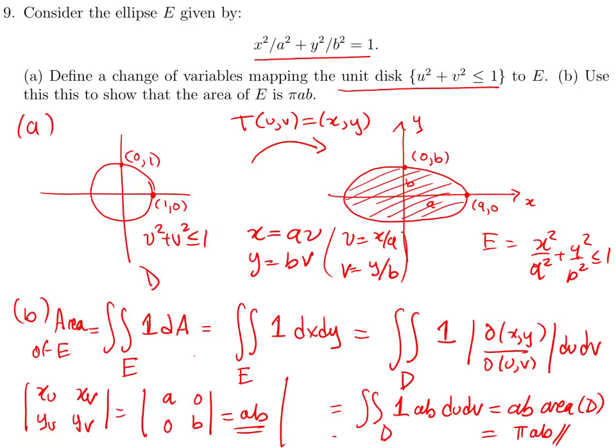Okay, so this is a fairly simple change of variables. The reason I assigned this question is just to test whether you know which order to do the mapping in. That's the most common thing to get confused about. Do you map from UV to XY or XY to UV?